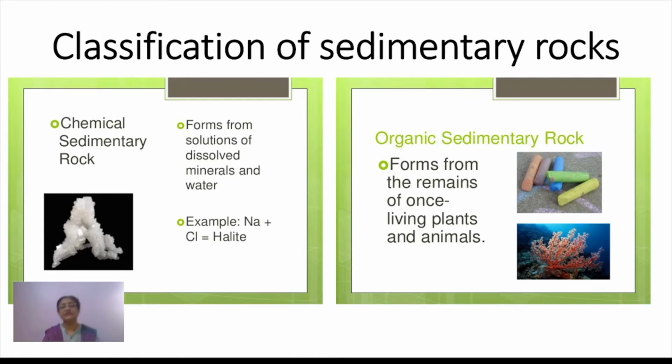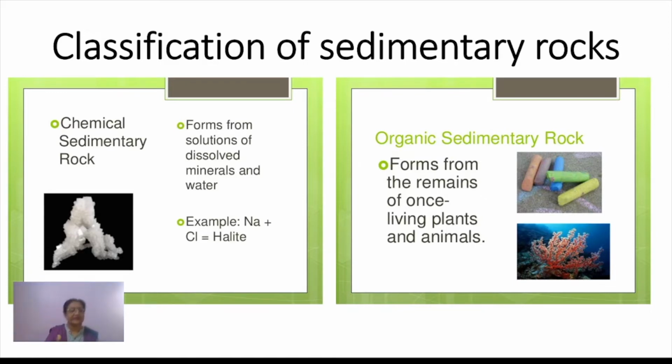Now come to the third one, that is organically formed sedimentary rock. These are formed from the remains of once living plants and animals, like corals. You can take the example of corals. These are formed out of the remains of living beings. Mostly you will find the calcium content is very high in them, so they result in the formation of corals and the like. That's why, because some organism is involved in it.